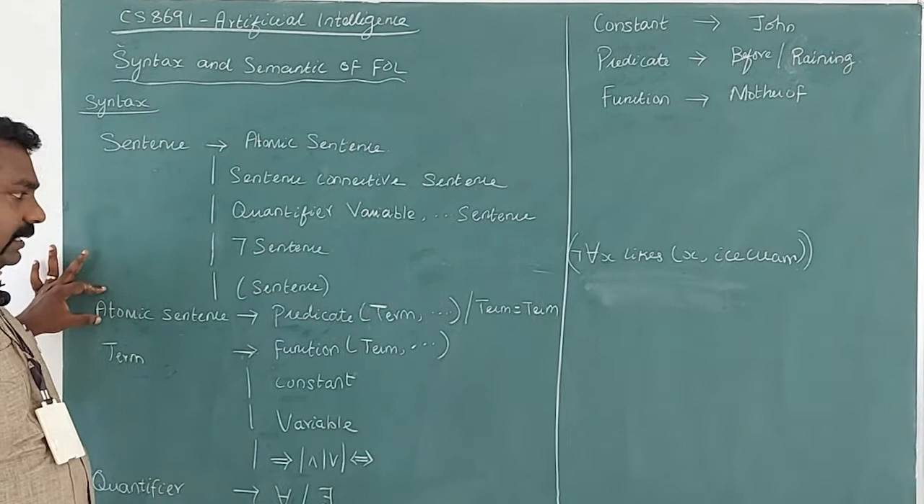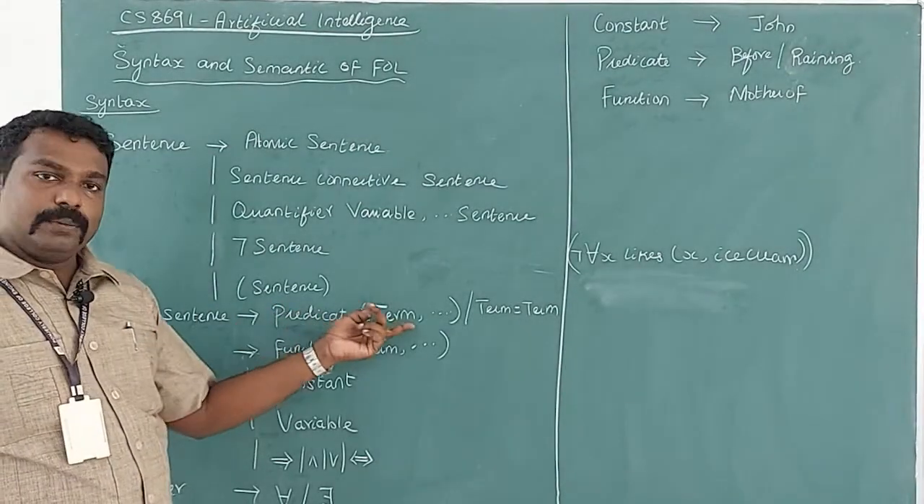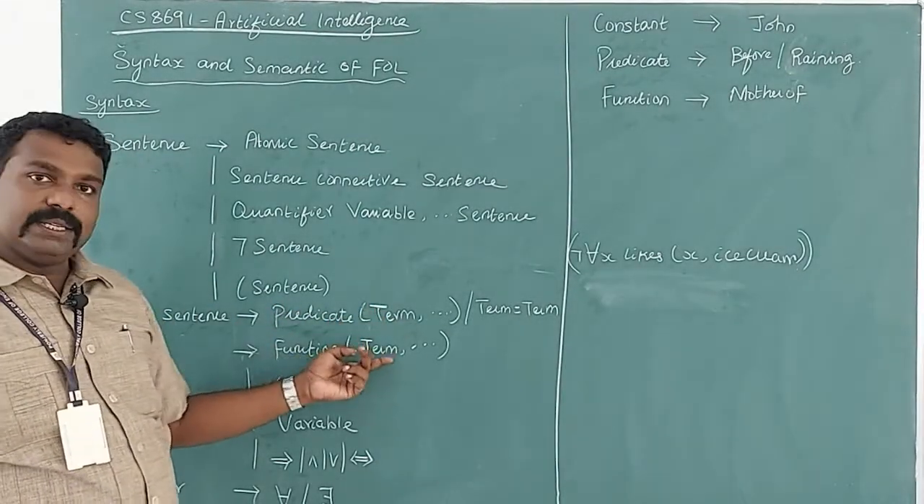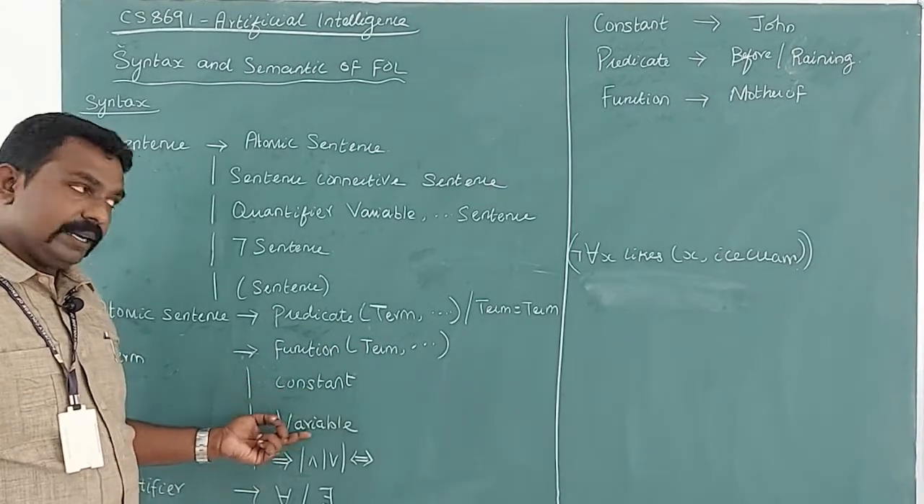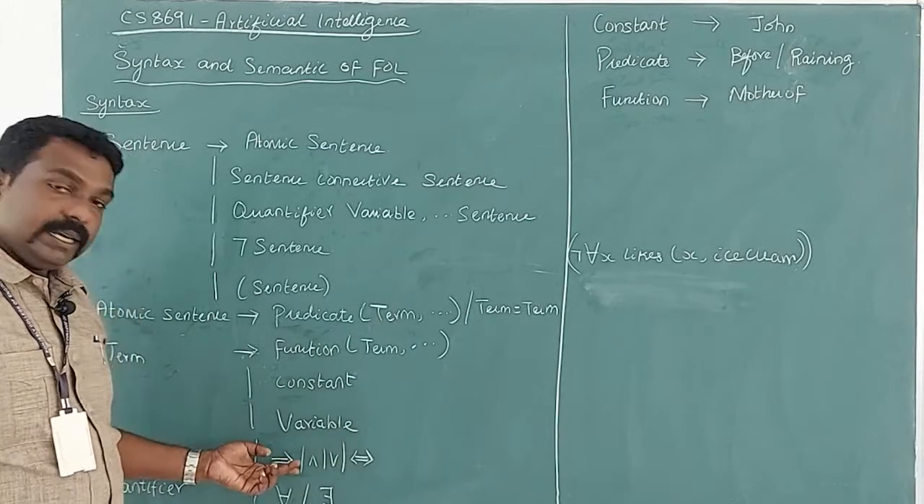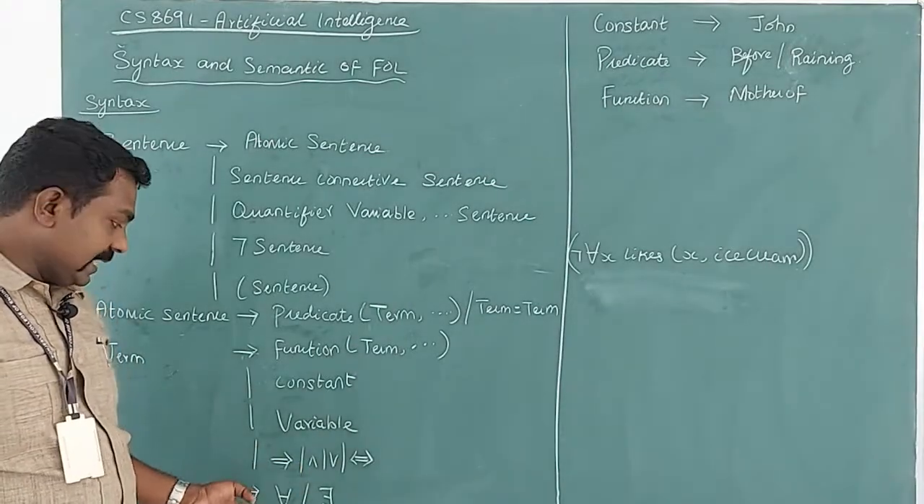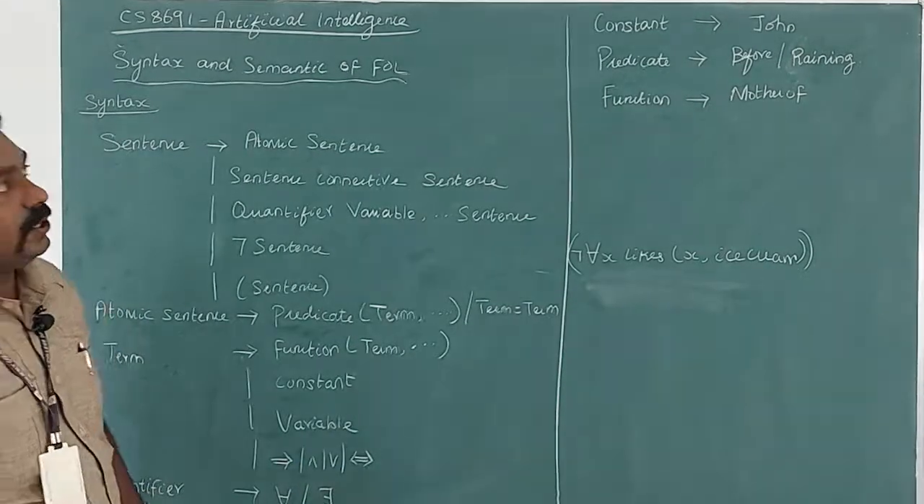Similarly, I taught you that an atomic sentence will have a predicate followed by a term, or a function followed by a term. It can be a constant like John, the name of a person, or a variable like X, Y, Z. Then it can have connectives. It can have a quantifier. All these things I taught you.